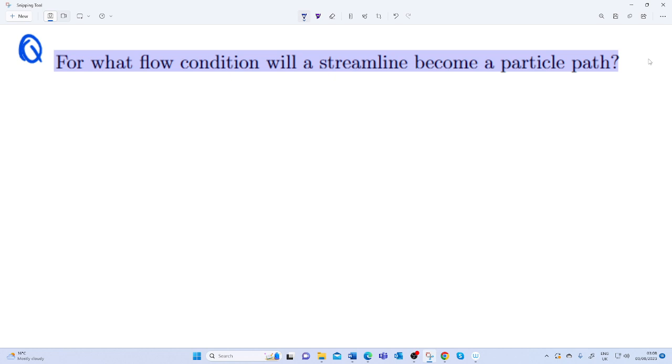Now, how do we break this down? First of all, for a flow condition with a streamline to become a particle path, the flow has to be steady and has to be incompressible and irrotational. And don't forget that steady flow means that the velocity of fluid at any given point does not change with time. In other words, the flow field is time independent. In steady flow, the streamline represents the path followed by the individual fluid particles as they move through the flow field.